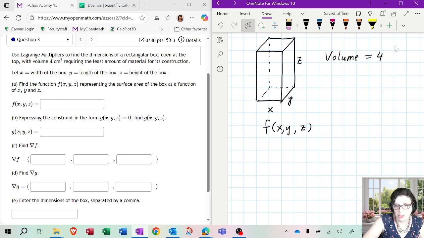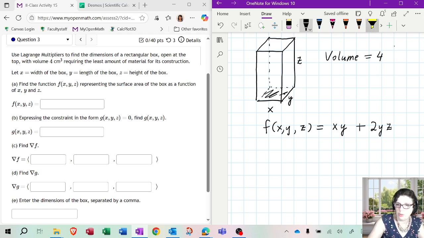How do I find the surface area of the box? Now, here you have to worry about the fact that it's open at the top. So that means that you only have the bottom. You don't have the top. So the area of the bottom is x times y. Plus the two sides are y and z, right? Right and left, y times z. And because there are two of them, there will be 2yz.